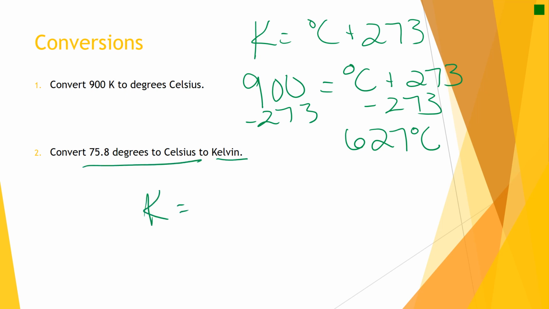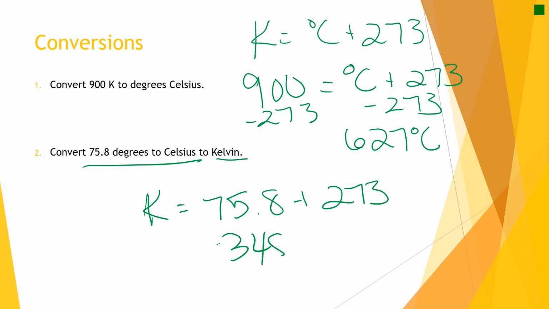Now we're going to try to convert from Celsius to Kelvin. So Kelvin, remember, equals degrees Celsius, which in this case is 75.8, plus 273. So 273 plus 75.8 is equal to 348.8 Kelvin.